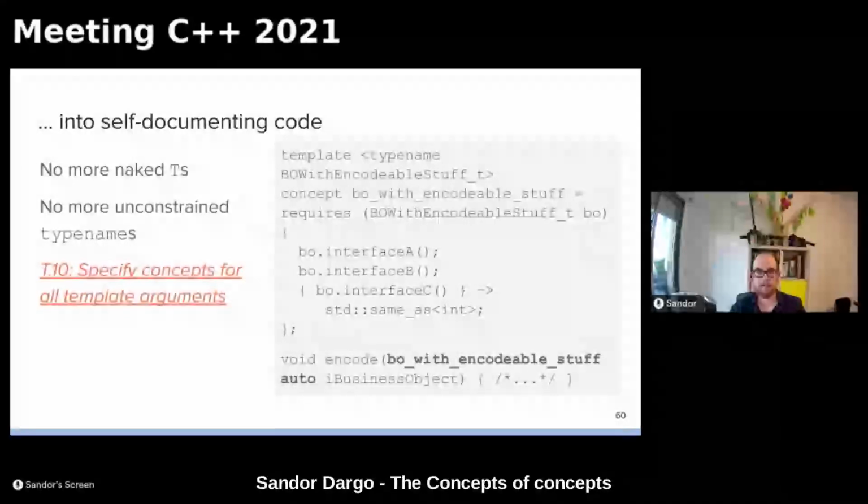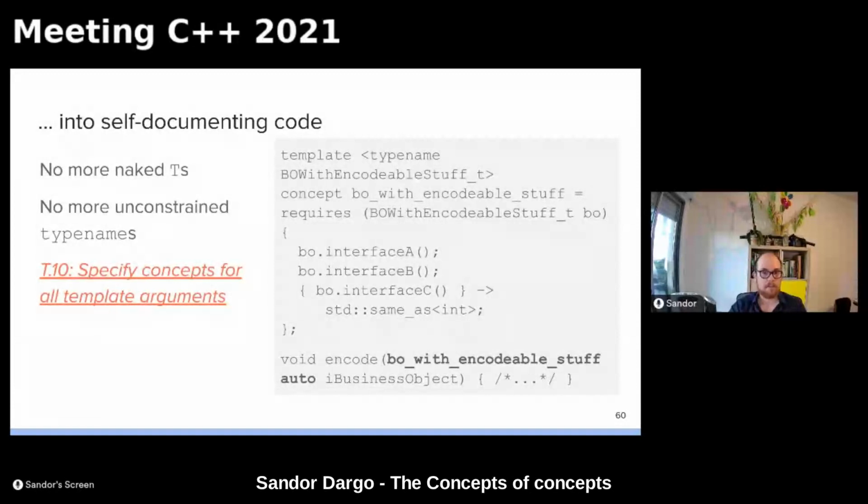So in our example, we can define a new concept. Let's say a business object with encodable stuff. Whatever the body is here is not interesting. What matters is that we document what we expect from a type that could be passed in for our encode function. And then we can use that concept in our encode abbreviated function template here.